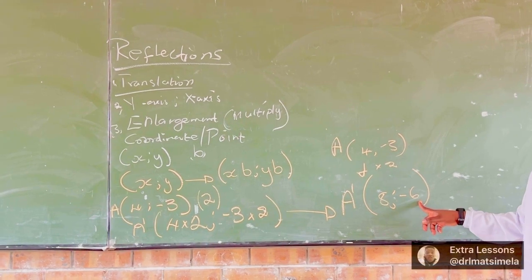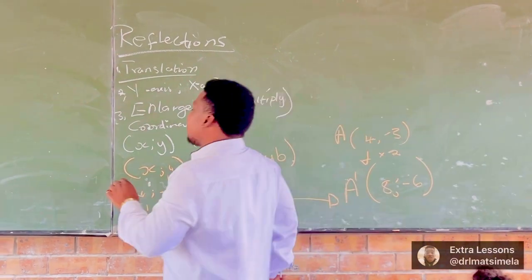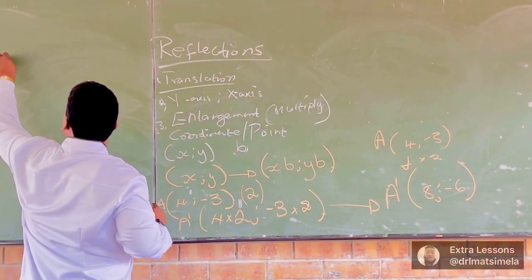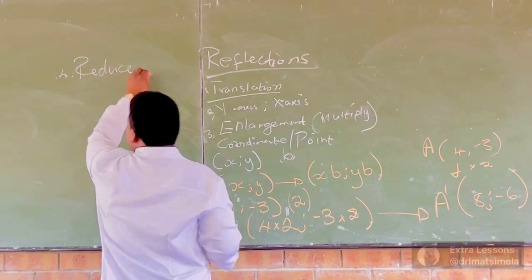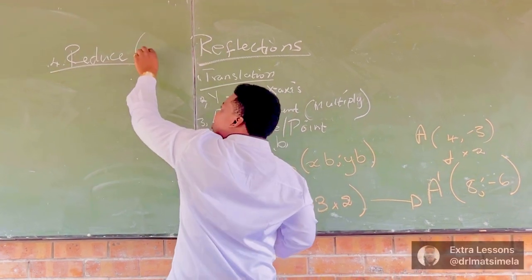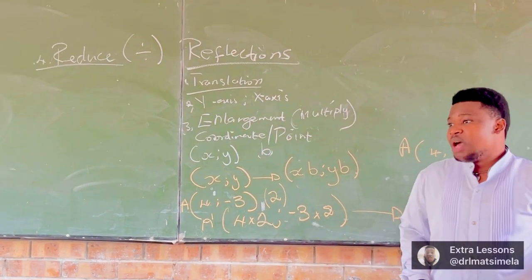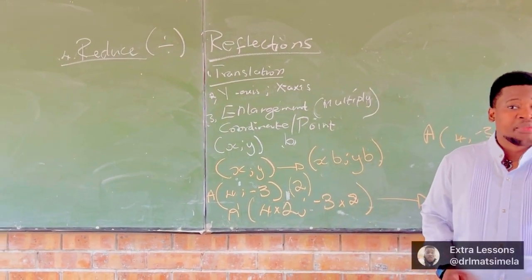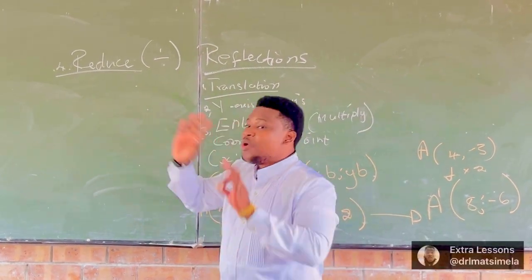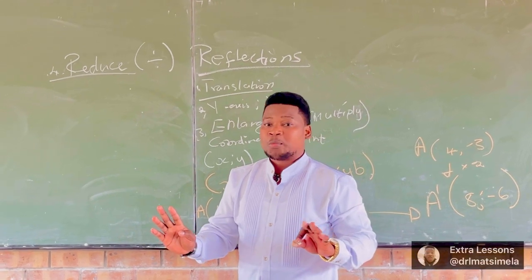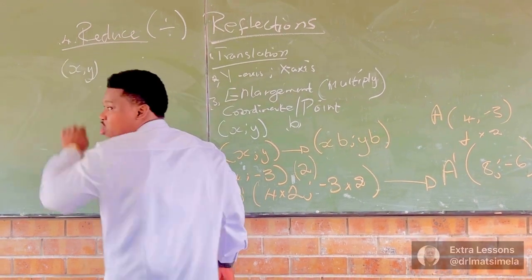Are we clear? Understanding? Good. I'll come back to it on the revision. Now let's do the other one. After we enlarge, we do a reduction, or we say we reduce. When we reduce, the word reduce in our topic means divide, or division. Now here we end up leaving the coordinate as a fraction. We don't convert it into a decimal.